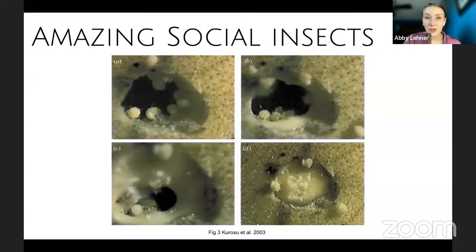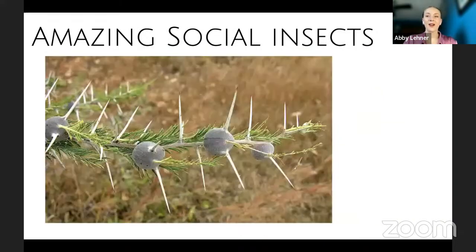This is called altruism, and it's extremely rare to see behavior like this in animals. Our third example of some fascinating things that social insects do are acacia ants. Here is an acacia tree. And as you can see, these trees create these really interesting and specialized hollow thorns for ants to live inside. And the tree even produces a special nectar for ants to eat.